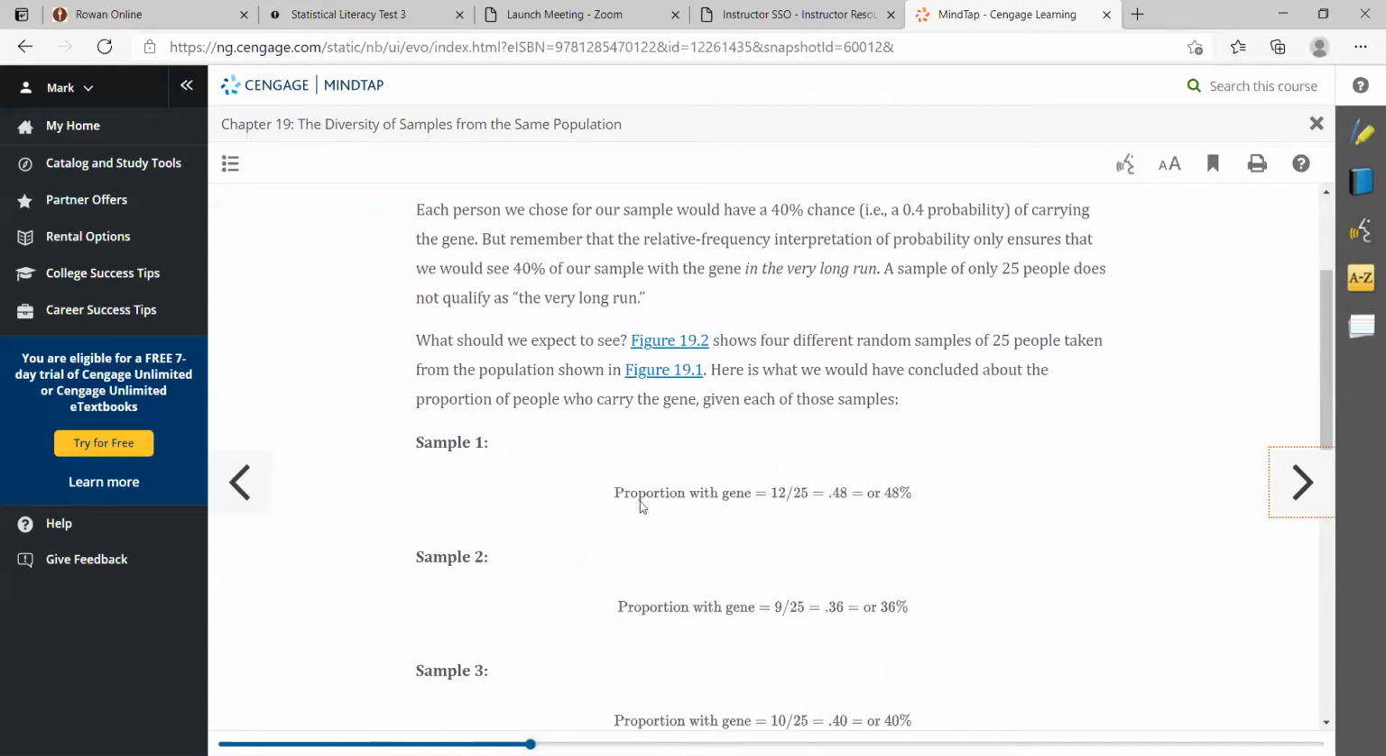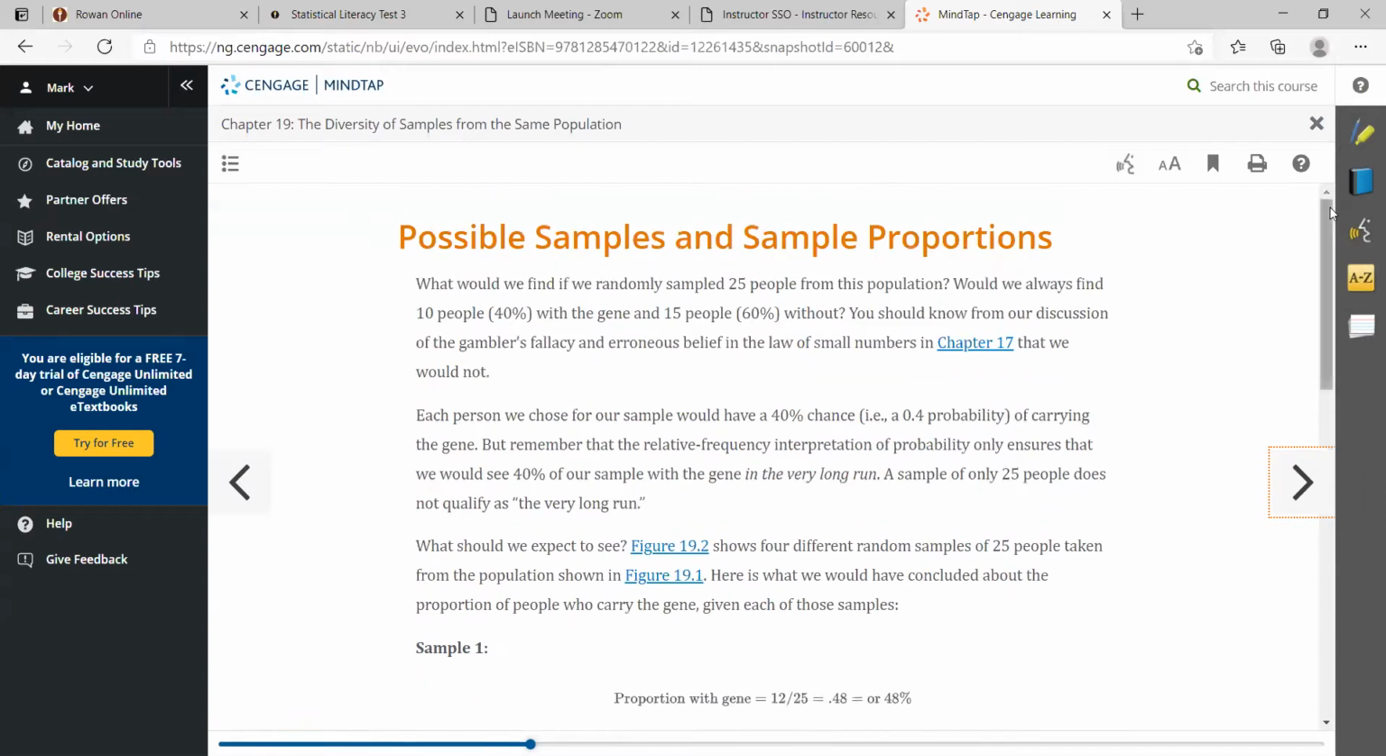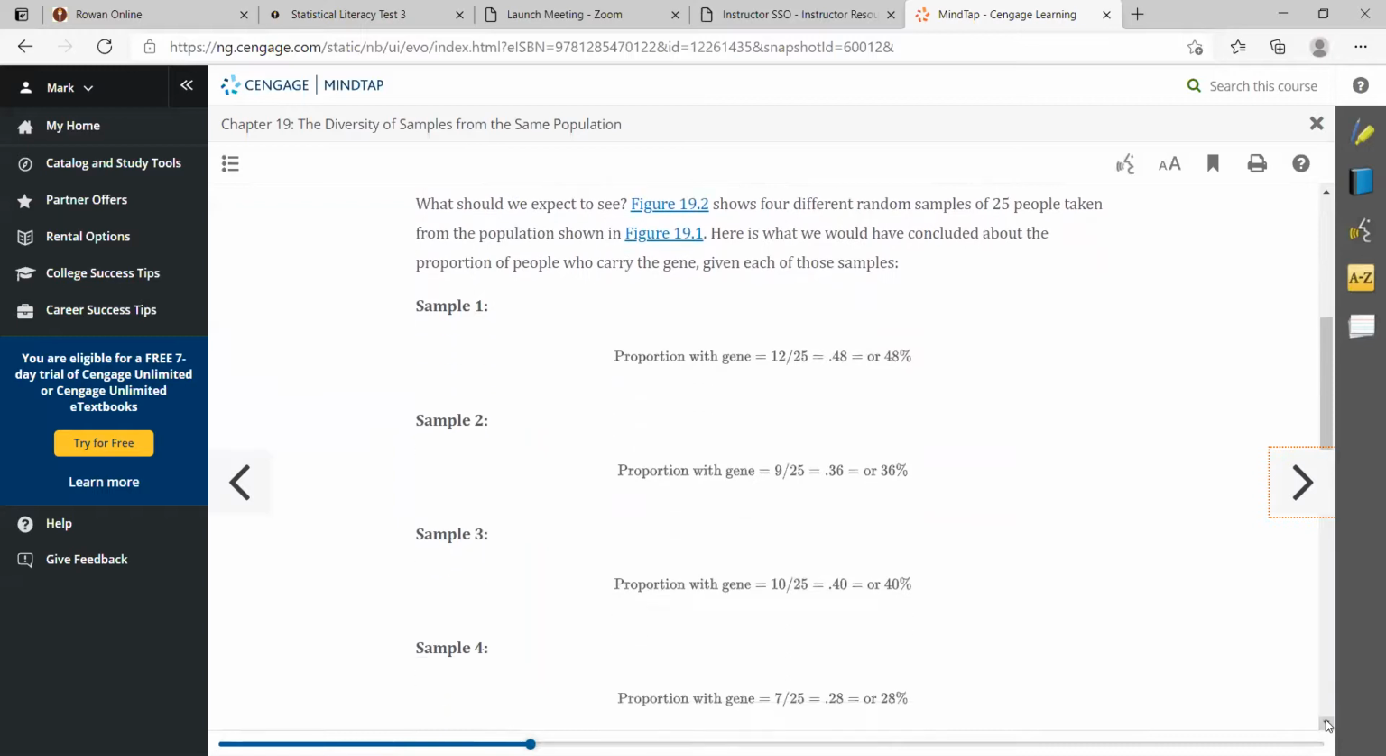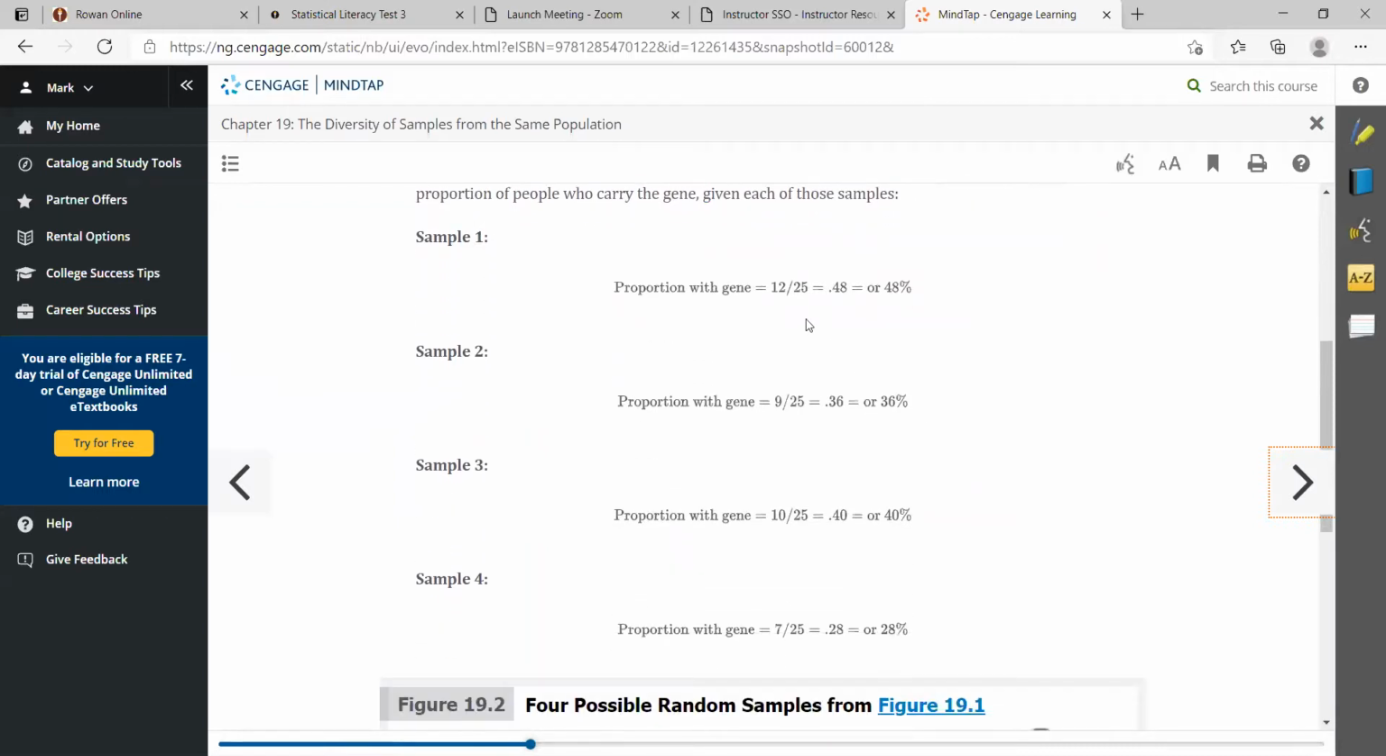All right. What they're showing in this example here is sampling variability, that for different samples, you're going to get different sample proportions. That's what this example is showing here. The sample size is 25, and you're asking them how many people have a certain gene. In one sample, 12 out of 25 have the gene. So when you divide those two numbers, you get 0.48. Another sample, you get 9 out of 25 people have that gene. 9 divided by 25 is 0.36, like that.